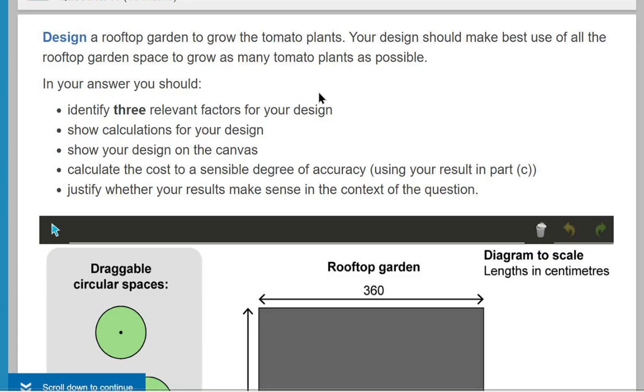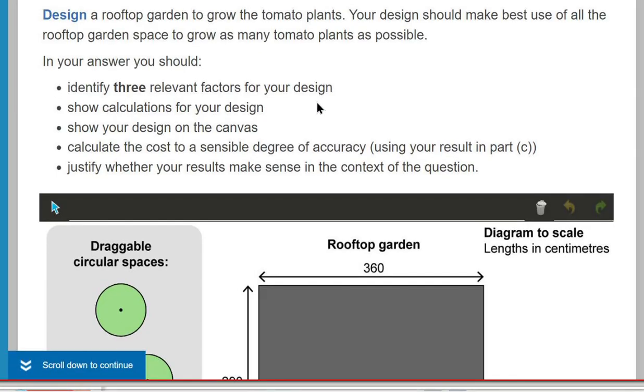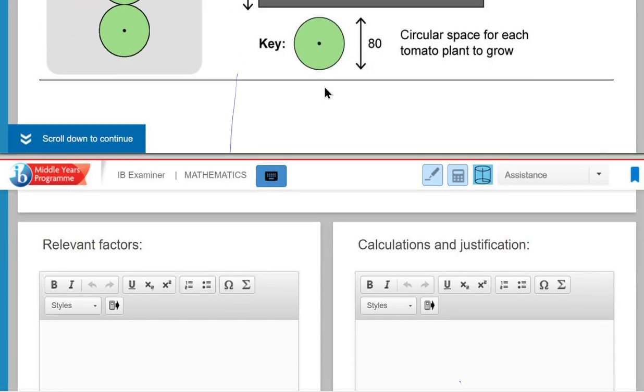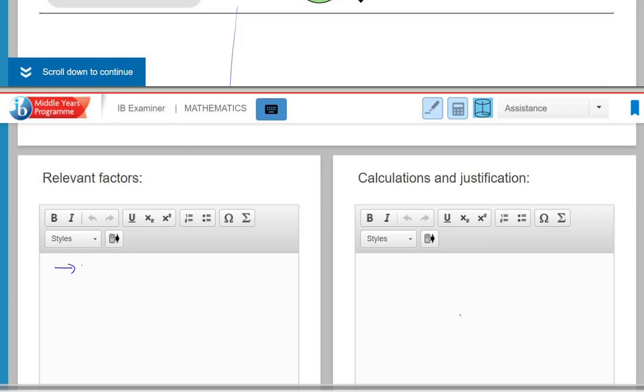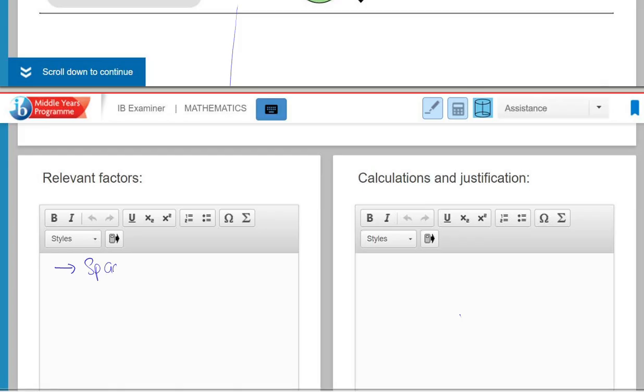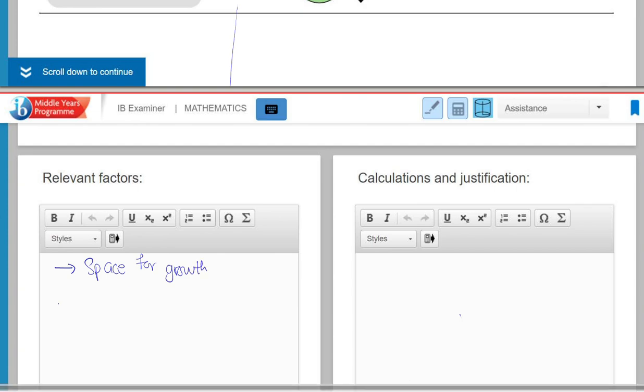Design a rooftop garden to grow the tomato plants. Your design should make best use of three relevant factors for your design. Look, this is what we have been given, right? So the factors that we need to consider by default are, first things first, how much space has been given, space for growth. Secondly, the extents of the garden.